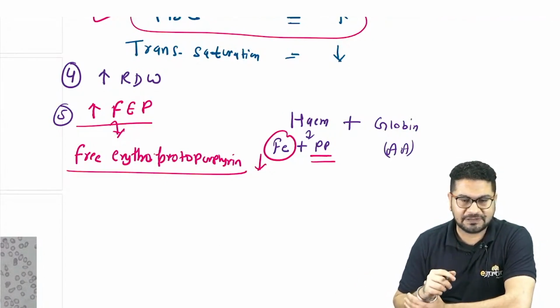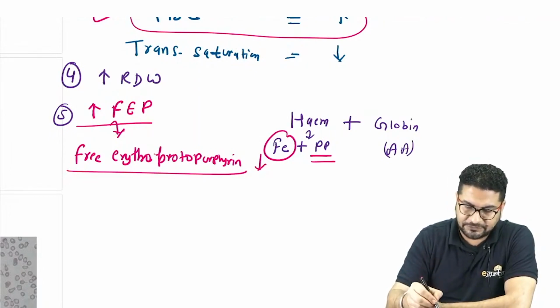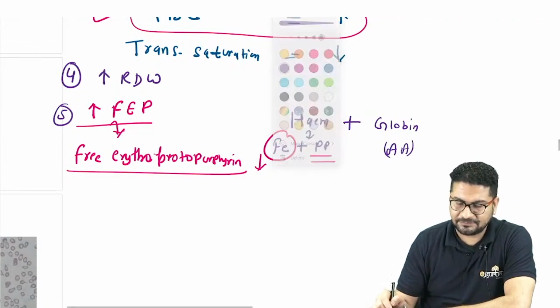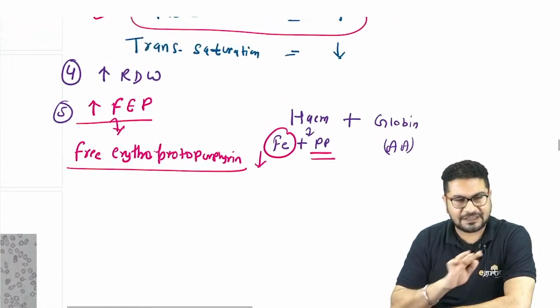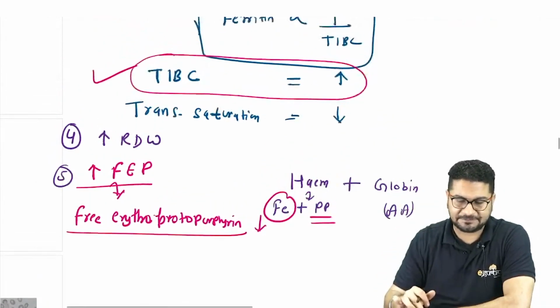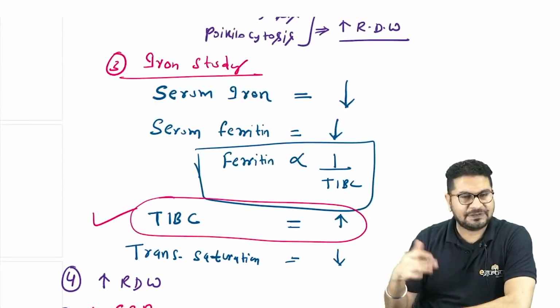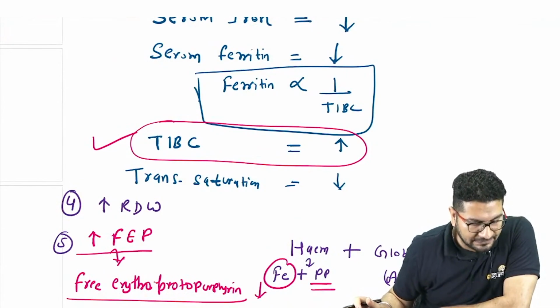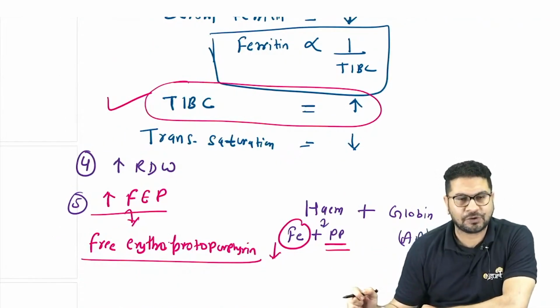So these are the values you should remember. RDW, FEP will increase. In iron deficiency, remember what is increased, others are decreased. Serum iron decrease, ferritin decrease. TIBC is increased, RDW is increased, and free erythroprotoporphyrin is increased.